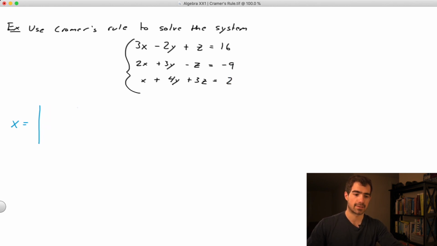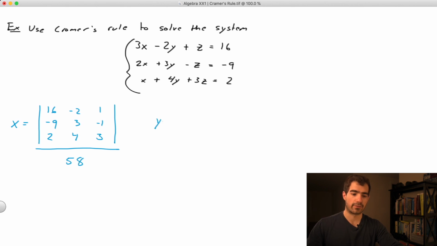That's going to give us 16, negative 9, and 2 down the first column. And then exactly the same in the other two. We've got our coefficients of y here, so negative 2, 3, and 4. And our coefficients of z here, or 1, negative 1, and 3. And that result would be divided by 58.